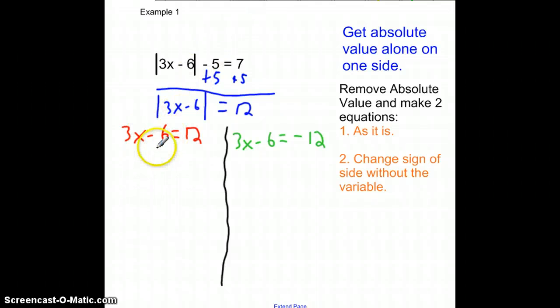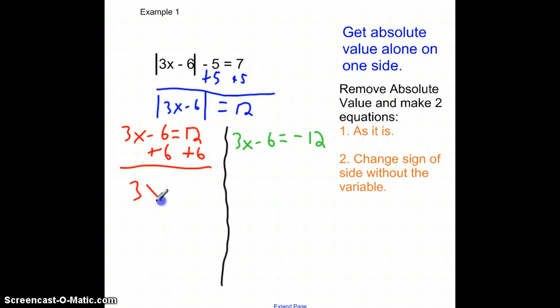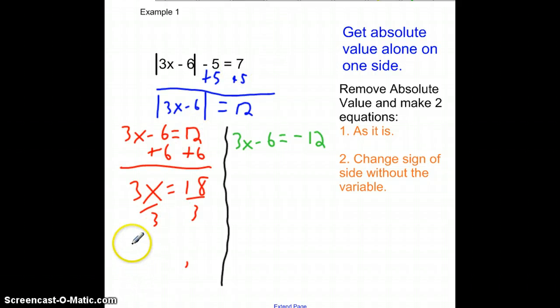So we've got two equations to solve now, and we'll solve each for x. Add 6 to both sides, and I've got 3x equals 18. We divide by 3, and we know that x will equal 6.